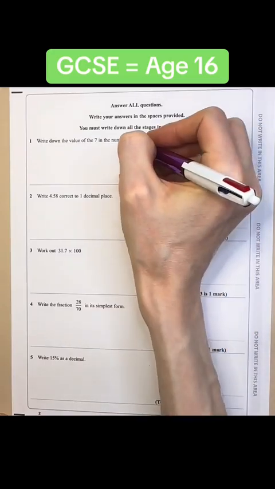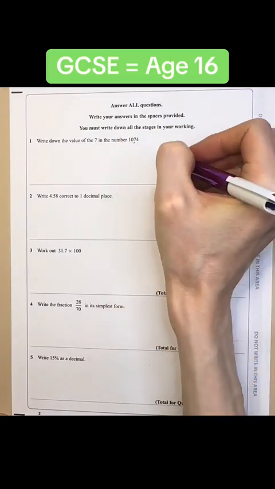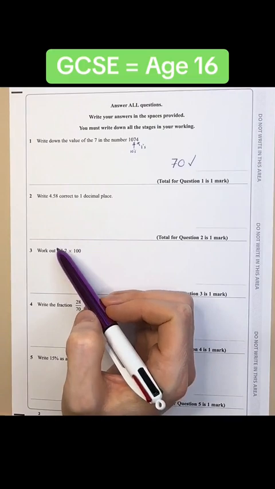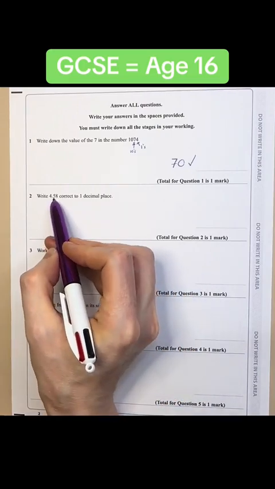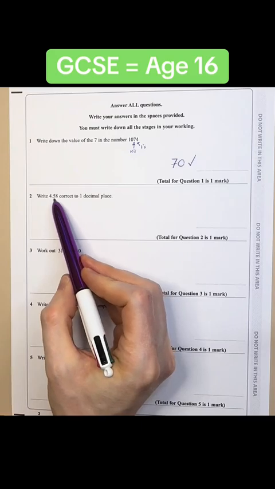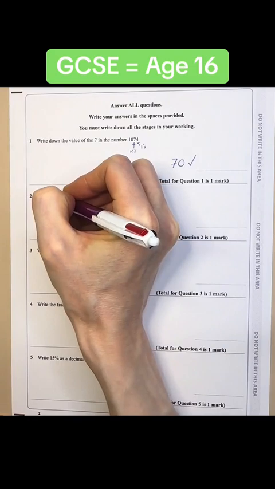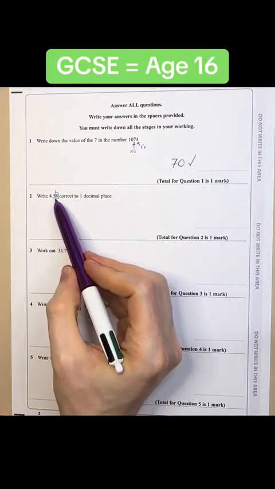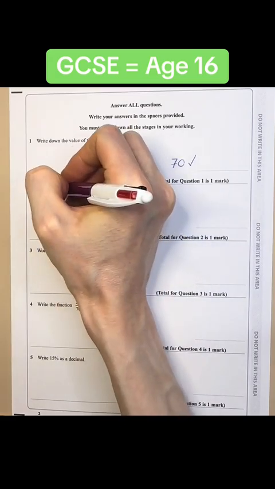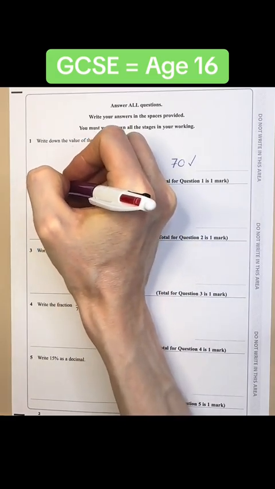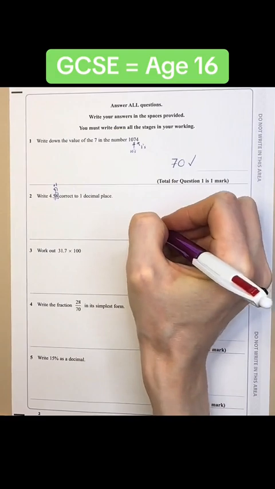We can see the 7 is in our tens column, hence it's 70. One decimal place, meaning I only want one digit after the decimal. So find the first digit after the decimal. As I'm rounding to one decimal place, I now stop. Draw a line to the right, that's called my decider. If the decider is 5 or more, which in this case it is, we round the previous digit up by 1. So 4.5 will round to 4.6.